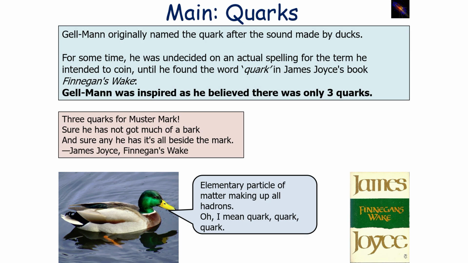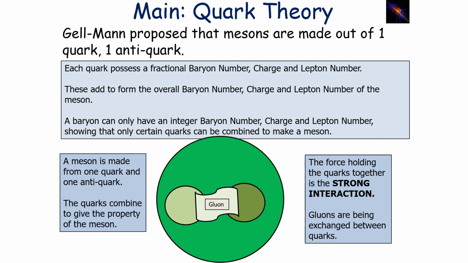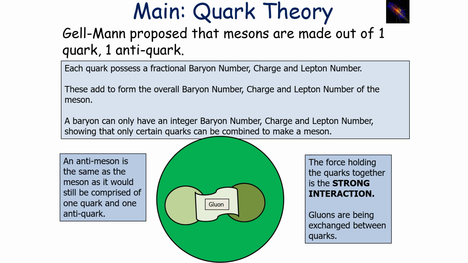Now Gell-Mann originally named the quark after the sound made by ducks. Gell-Mann was inspired by the quark in James Joyce's book Finnegans Wake because he believed there were 3 quarks. Now Gell-Mann proposed that mesons are made of 1 quark and 1 antiquark, and that they were again held together by the strong interaction.